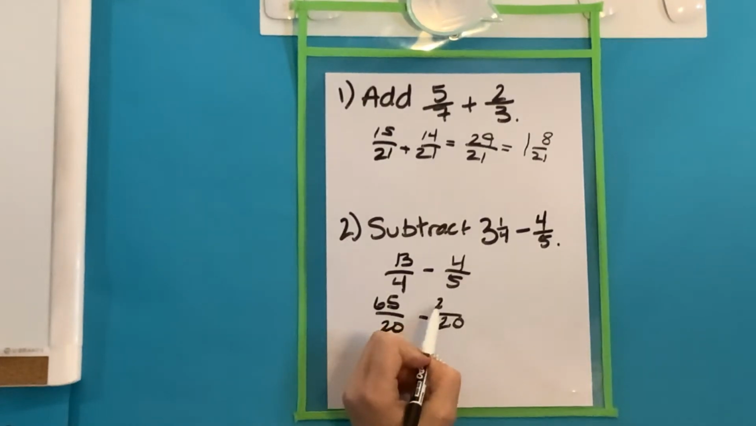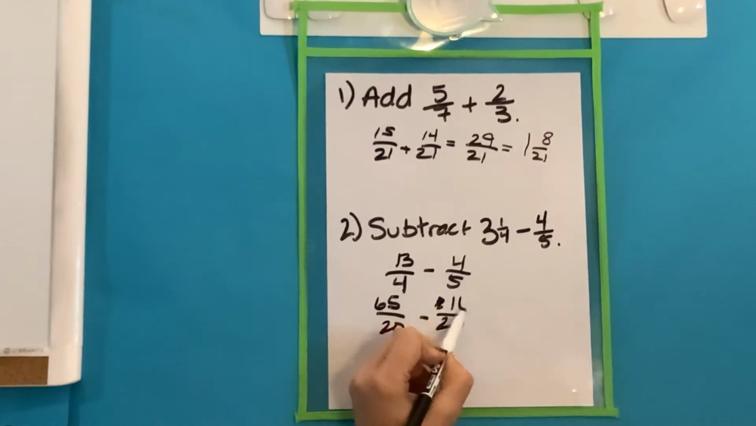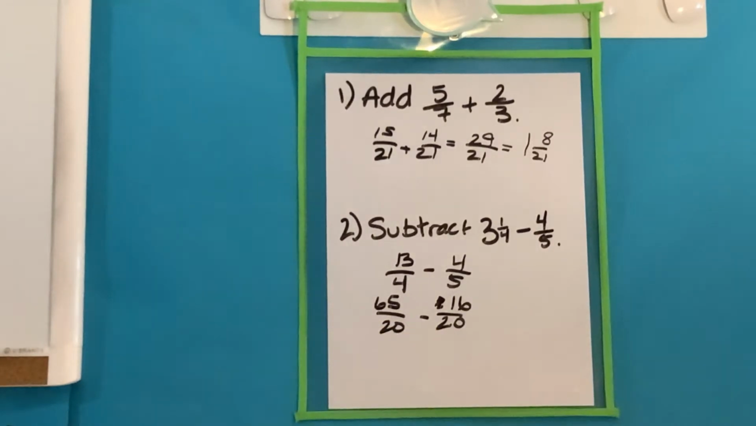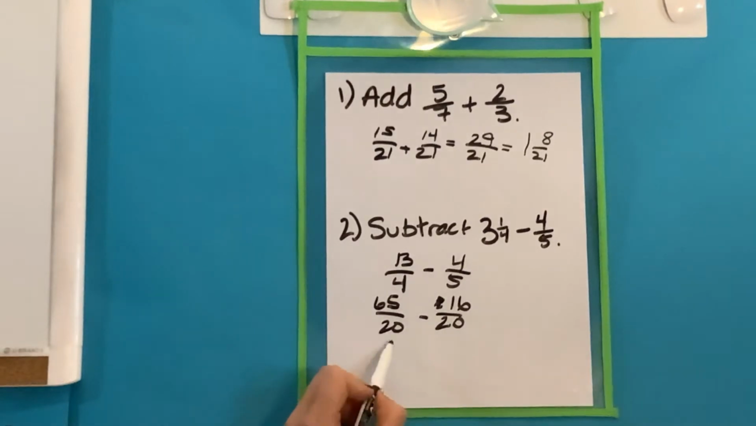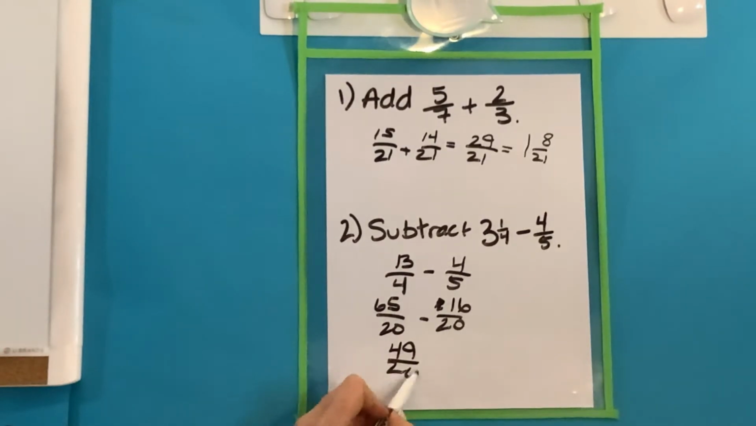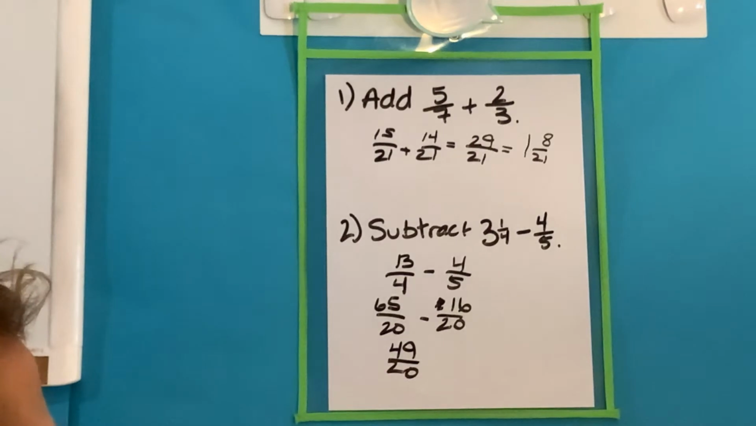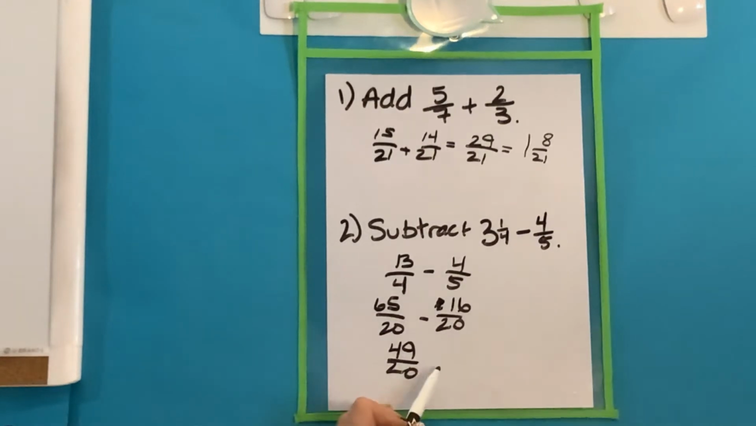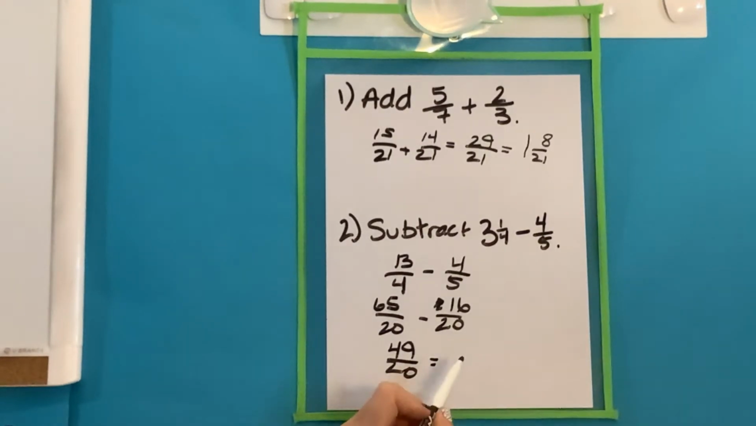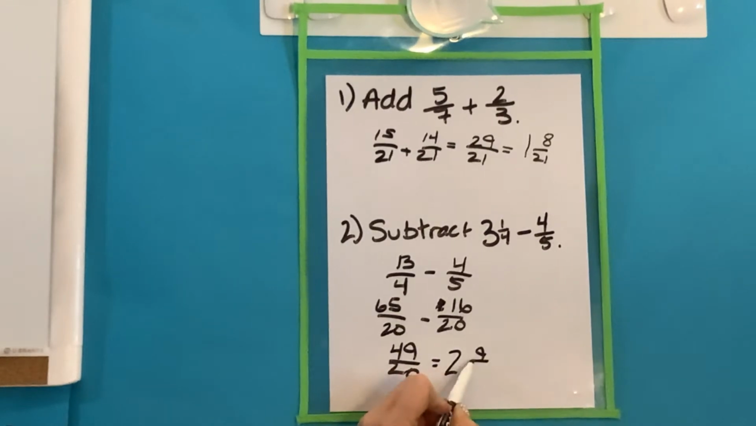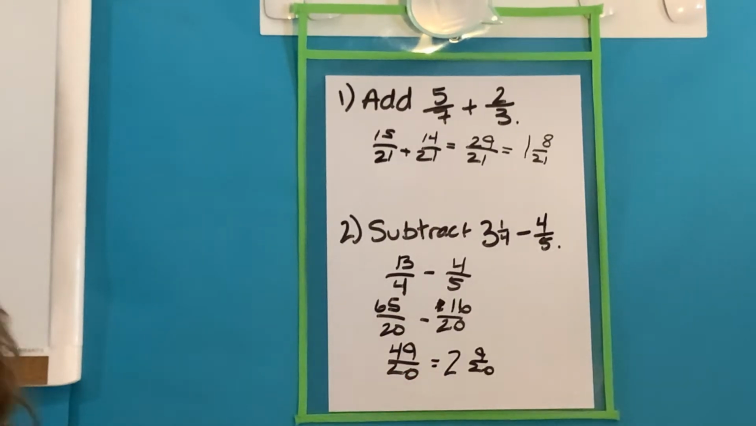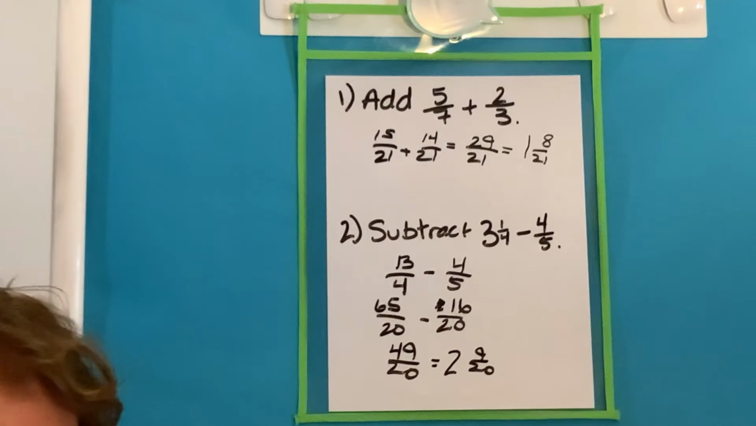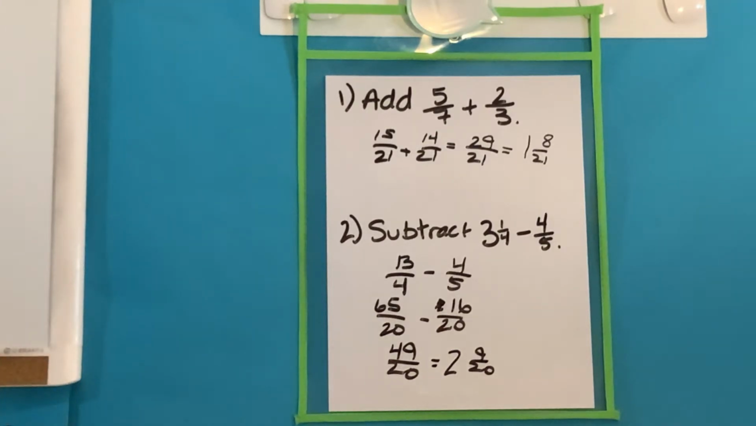minus, oops, I almost did that wrong, minus 16/20. Okay? We do our subtraction and get 49/20. 65 minus 16, I'm just double checking my work. Good. And then we make it proper, which you should have gotten 2 and 9/20. And then check, can you simplify? The answer is no, you cannot.